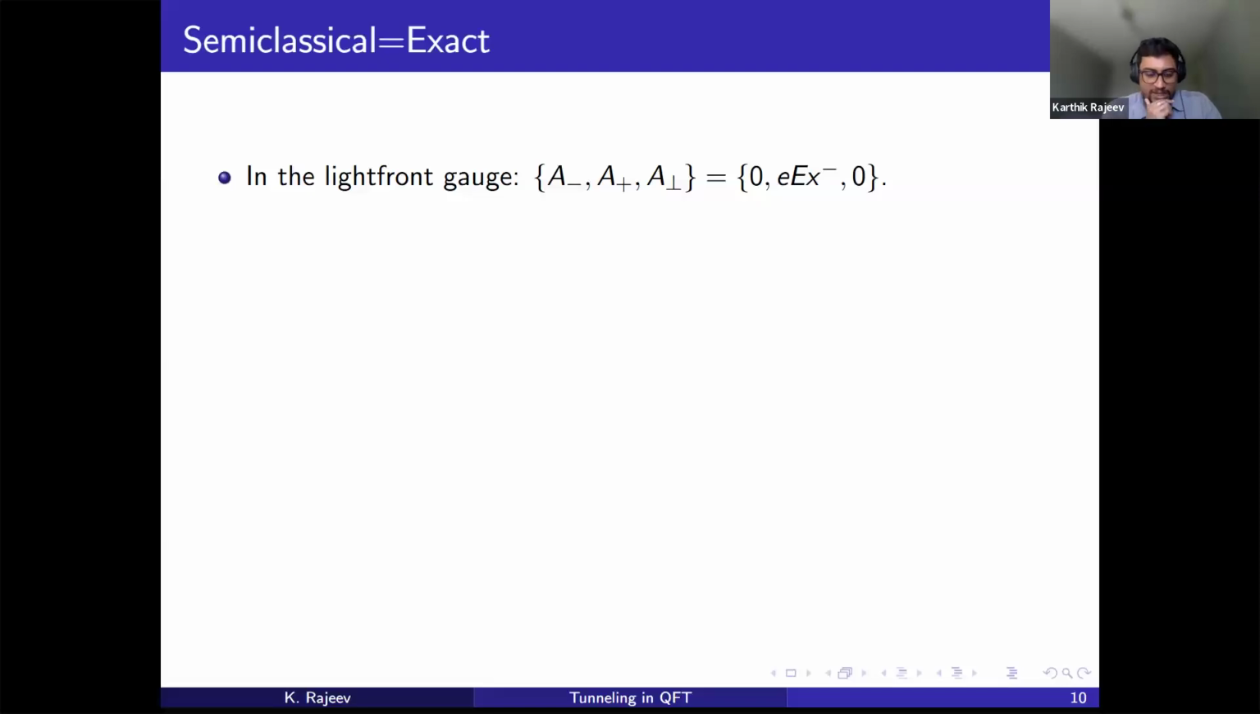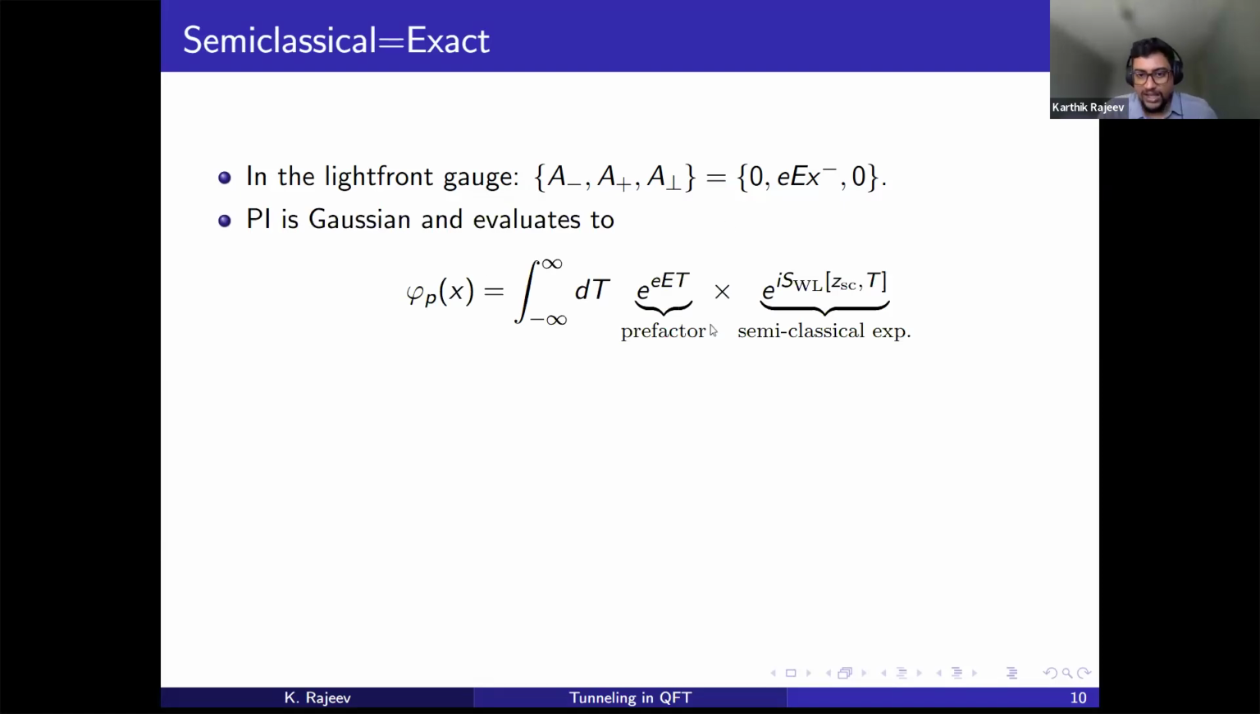Now let's do the same trick for the case where you have an electric field, and now working in a very convenient gauge, where the gauge field is taken to be of this form. Again, the nice thing is that even here, the semi-classical computation turns out to be exact. So you have this semi-classical exponential. You also have a prefactor, which is new. We didn't have it in the free case. But essentially, the form survives.